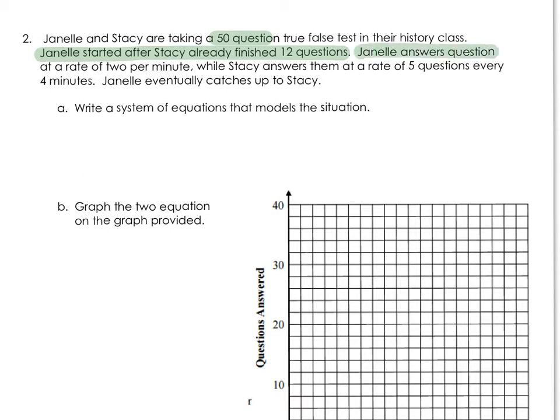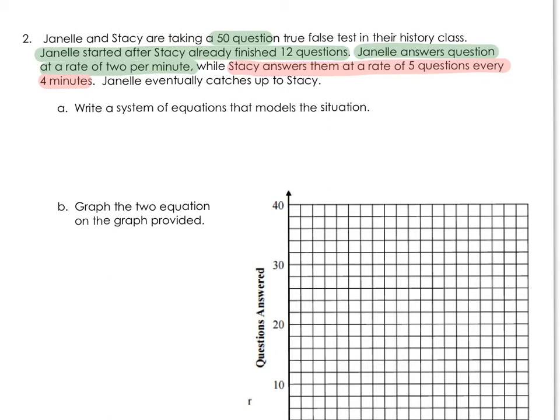Janelle answers questions at a rate of 2 per minute, and then we have Stacy who answers them at a rate of 5 questions every 4 minutes. Janelle eventually catches up to Stacy. We want to write a system of equations that models the situation.